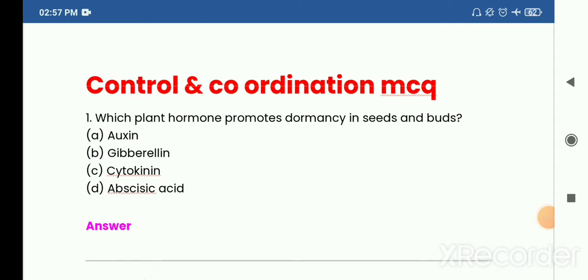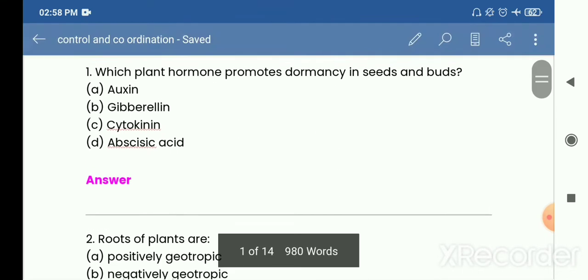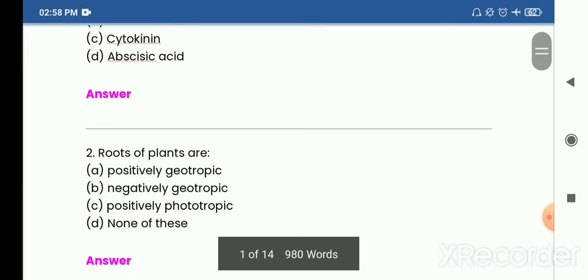So here the first question is, which plant hormone promotes dormancy in seeds and buds? Dormancy means inactiveness of the seed. So the question is, which hormone promotes this inactiveness of the seed? Dormancy may be permanent or temporary. So here the answer is option D, that is abscisic acid. As you all know, we have plant hormones, growth regulators, and promoters or inhibitors. Abscisic acid comes under the growth inhibitors, which promotes dormancy in seeds and buds. So here the answer is option D, abscisic acid.